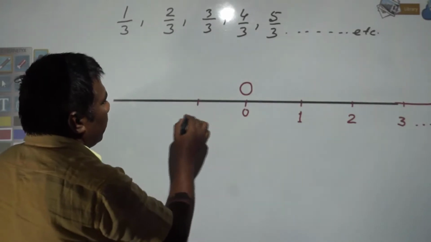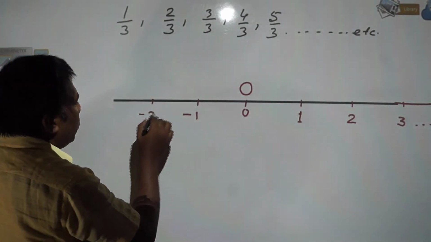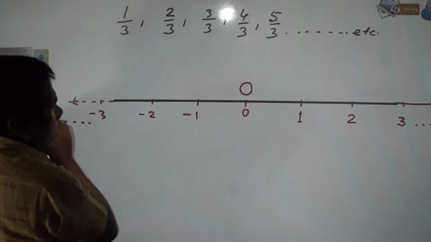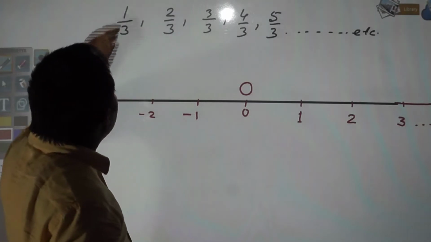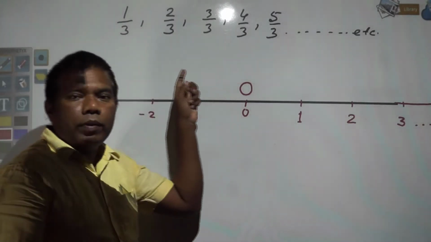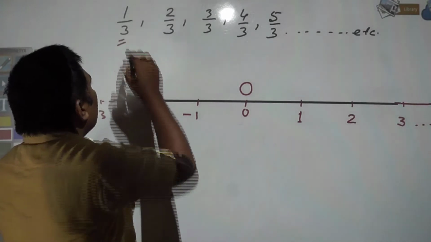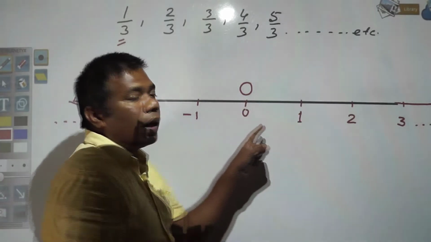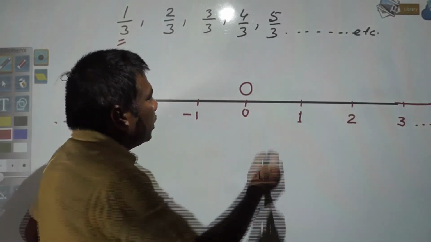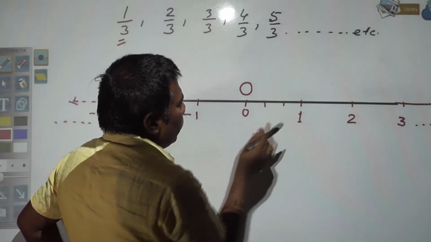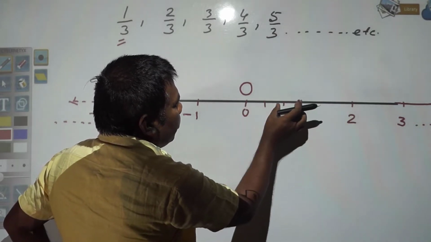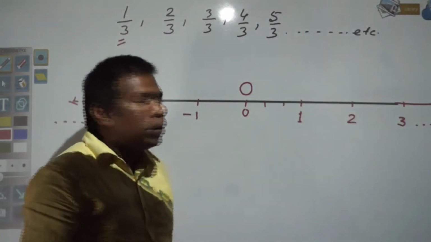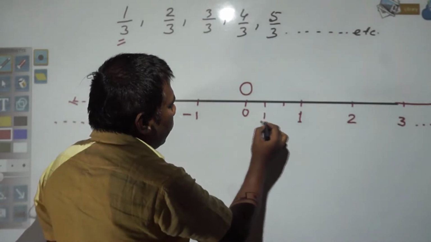On this side you have -1, -2, and -3, and so on. Now you see the denominator we have is 3. Again, as I say, if the denominator is 3, this length is required to be divided into 3 equal portions. So 1 and 2, first portion, second portion, and third portion. Now if you want to denote 1 by 3, this will be 1 by 3.